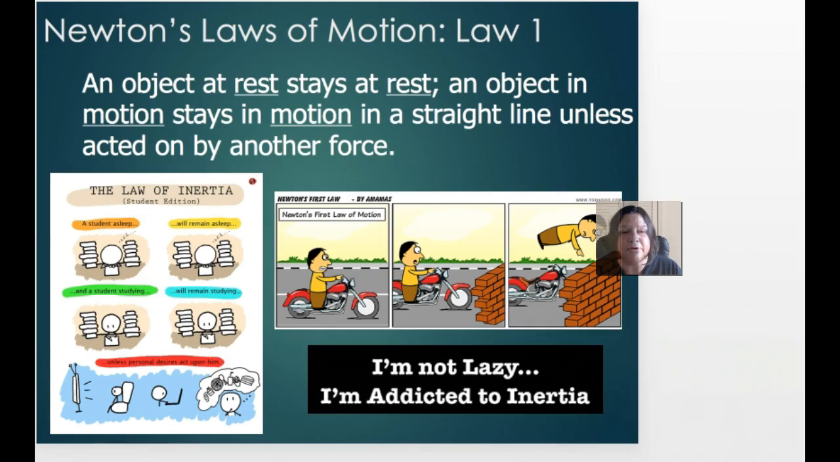So an example is this guy riding his motorcycle. So he's still going and he's still going. His motorcycle stops, but he continues to go, right? He's going to go in a straight line until something acts on him.